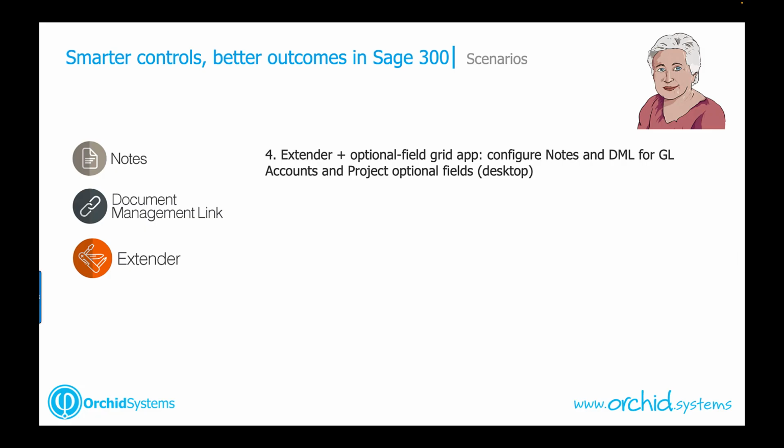Now in our next example, we're going to move back to the Sage desktop screens, and we're going to look at enhancing this further by using Extender and the optional field Grid app, so that we can more easily record values for optional fields and configure notes in DML for accounts in projects optional field.